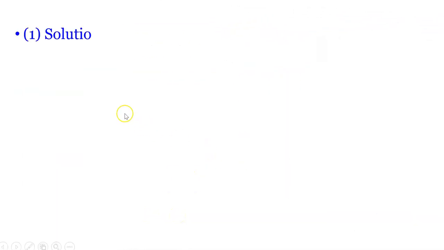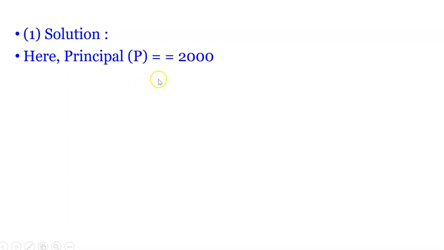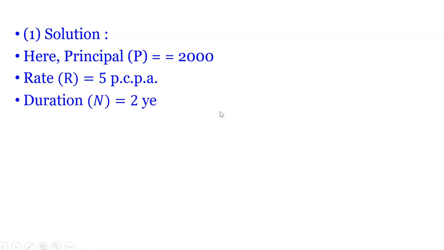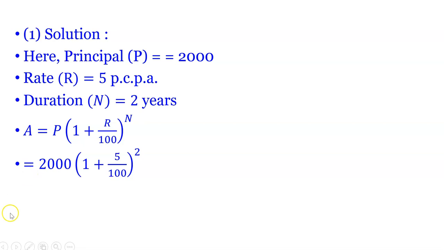Now we'll solve this. The first example: here the principal P is equal to 2000, the rate is 5% per annum, duration N is equal to 2 years. Here we use the formula for the compound interest, A is equal to P (1 plus R upon 100) whole raised to N. Substitute the values. Therefore, A is equal to 2000 (1 plus 5 upon 100) raised to 2.